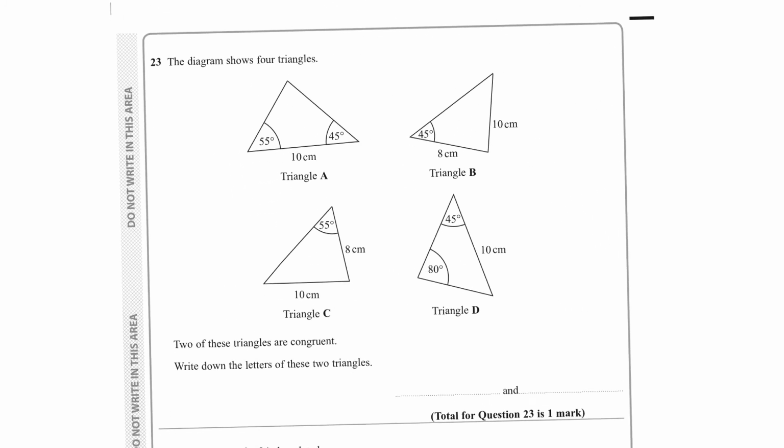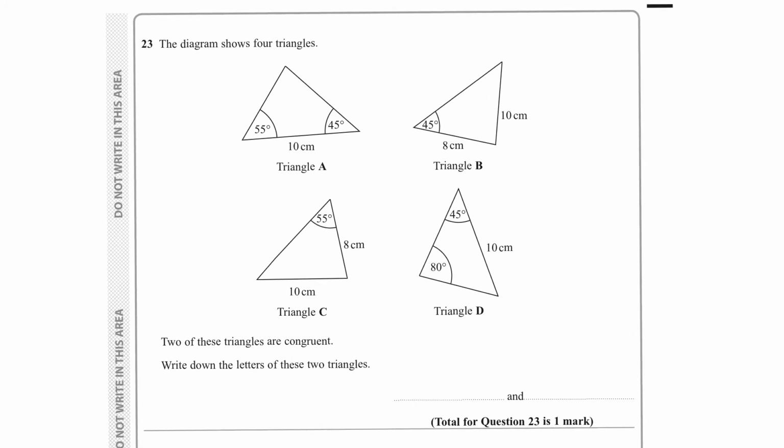Okay, looking at question 23. It says two of these triangles are congruent, and it wants us to write down the letters of these two triangles. Remember, congruent in maths means they are the same. So let's have a look at which ones are possibly the same. With triangles that are the same, the lengths they have and the opposite angles would be the same. So let's look at our 10 centimeters, because 10 centimeters is labeled on all of them.